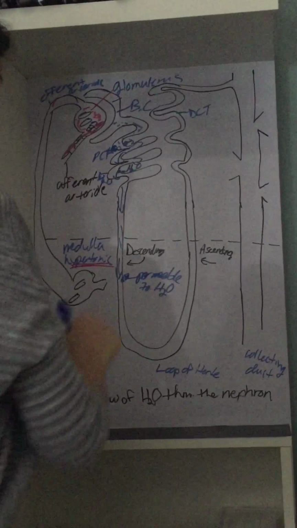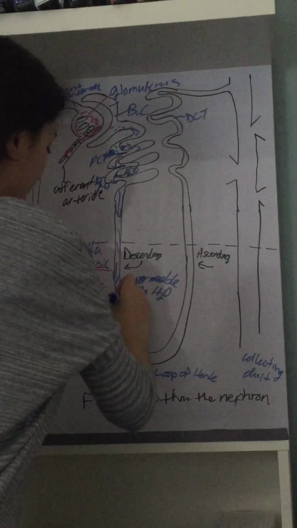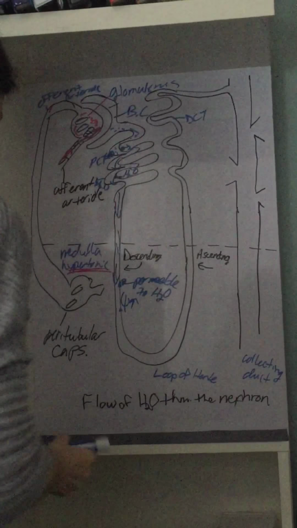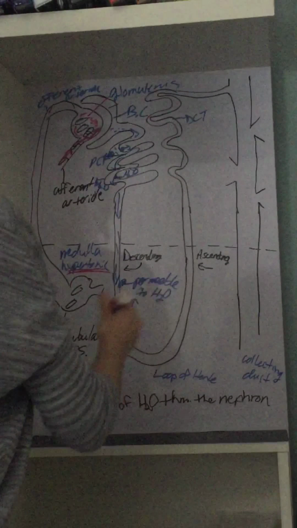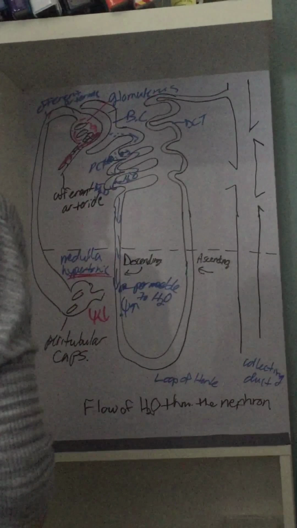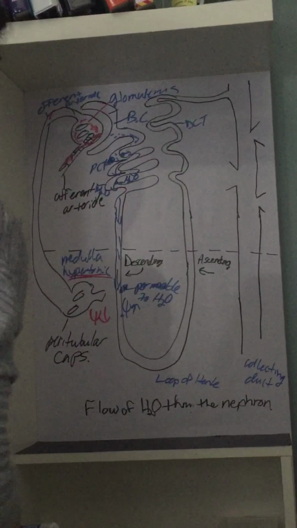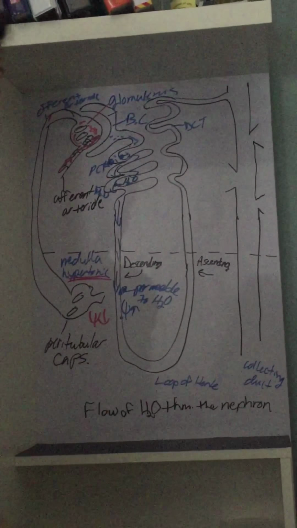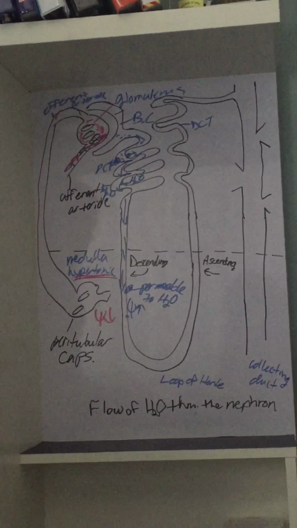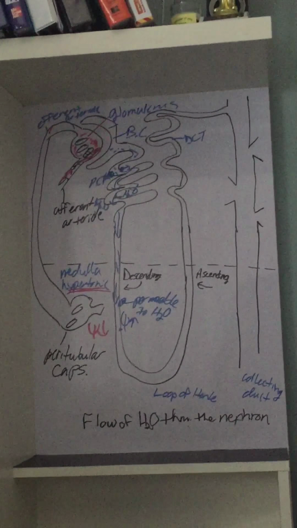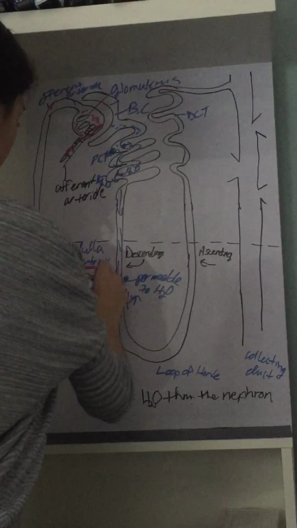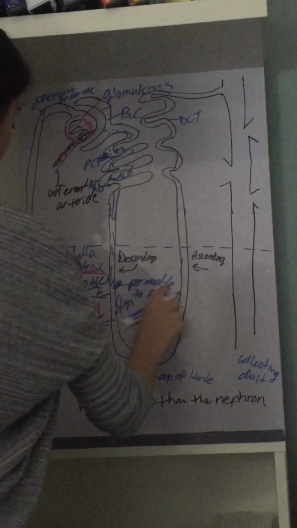Now the water potential in the descending loop of Henle is higher than the water potential outside of the loop of Henle, which is in the medulla. The water potential in the medulla is lower. So what's going to end up happening is that a lot of the water gets reabsorbed at this point. Why? Because the medulla is hypertonic, and water is going to flow via osmosis from an area of high water potential to an area of low water potential. So now you have lots of water leaving. And all that happens because this is permeable to water.